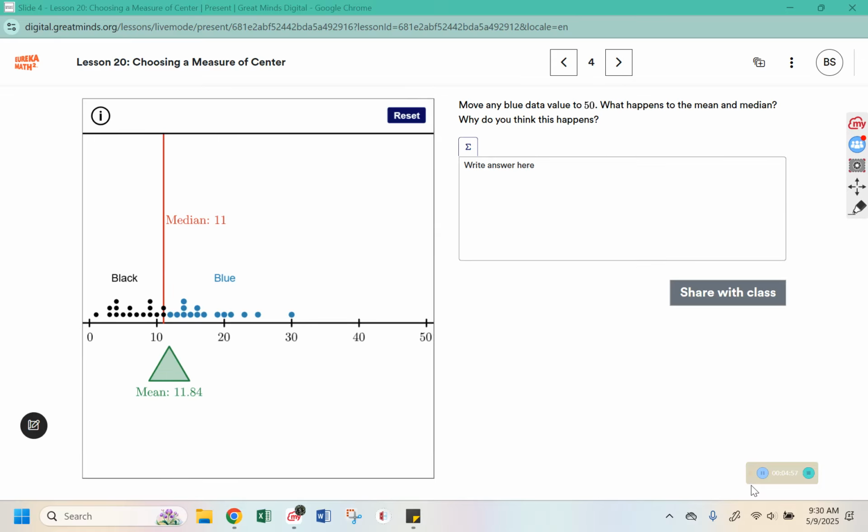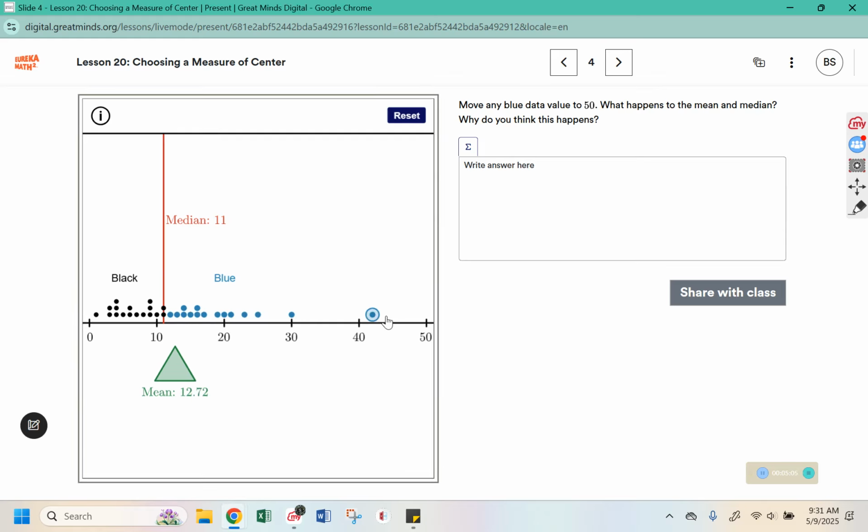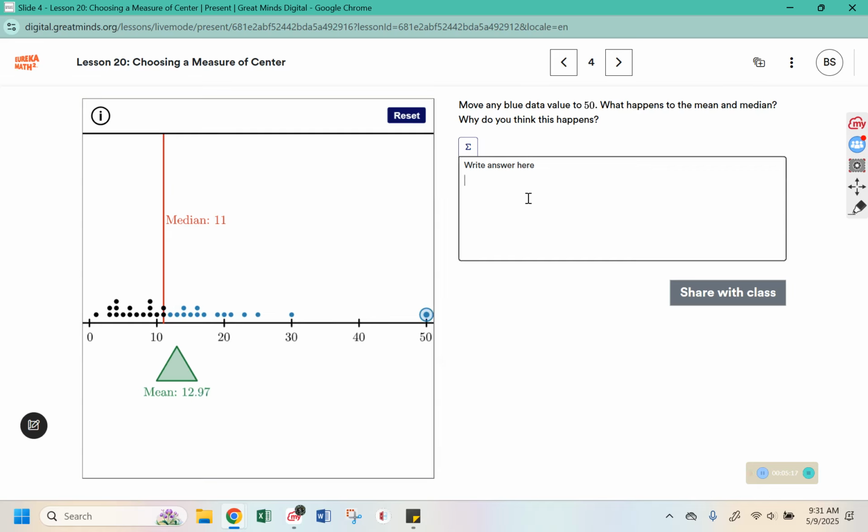Move any blue data value to 50. What happens to the mean and median? Why do you think this happens? If I move the dot to 50, the mean changed, but the median did not.